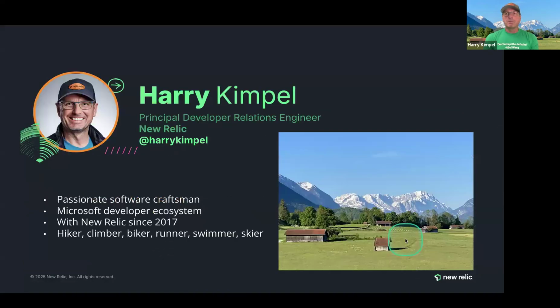First of all, who am I? My name is Harry Kimpel. As you can see from the picture I put up there, I live in a small village in the southern part of Germany, in Bavaria, almost at the border of Austria. It's right where the Alps begin. The picture you see here is right where the Alps begin. This is also my skiing area that you can see.